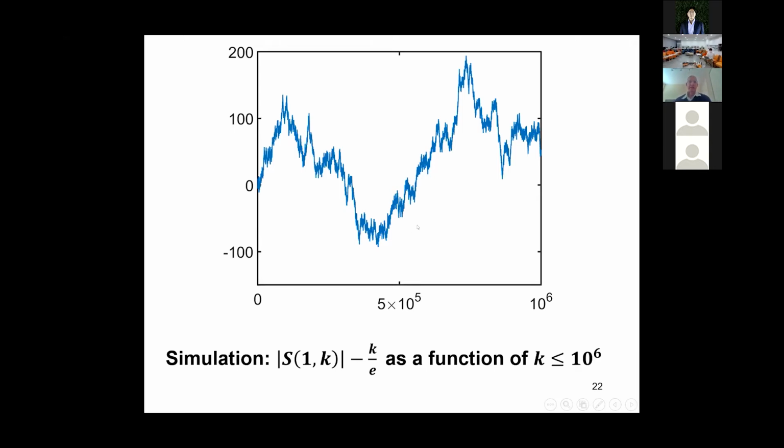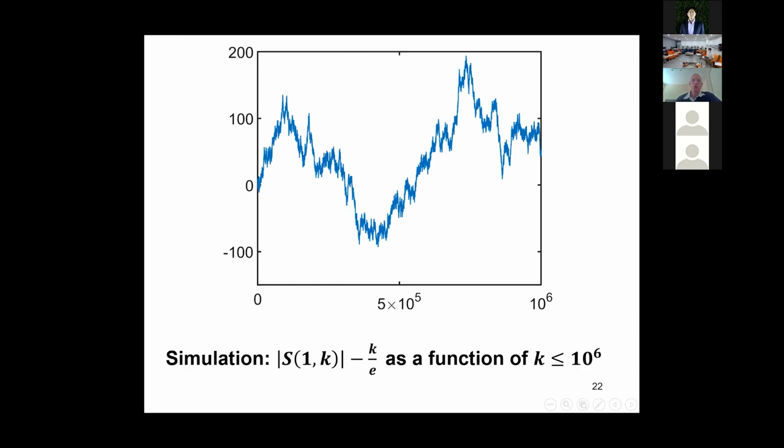Okay, so here is a simulation. We did it. It's of course something that is very easy to simulate. So you take a million random uniform numbers between 0 and 1. What you see here is, as a function of k, you take the size of the memory, subtract k over e, and this is the deviation. You see that it really looks like a Brownian motion or random walk. The standard deviation is close to 200 here, and this is how it looks.